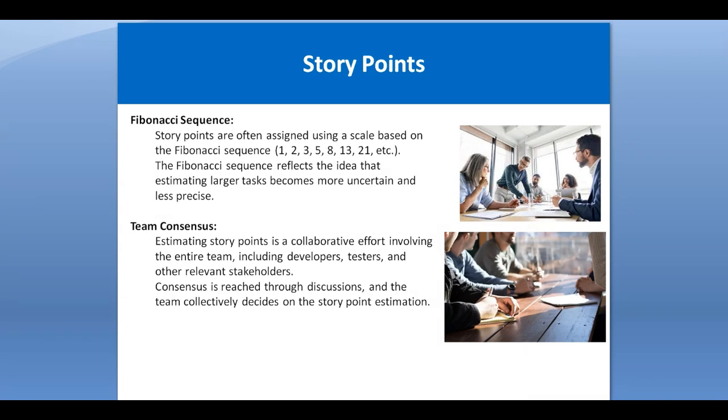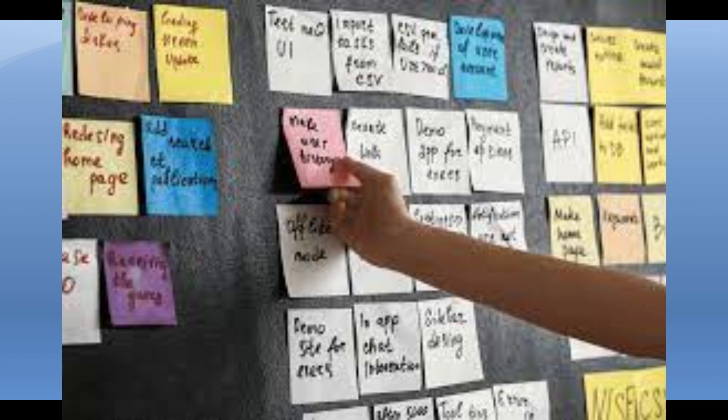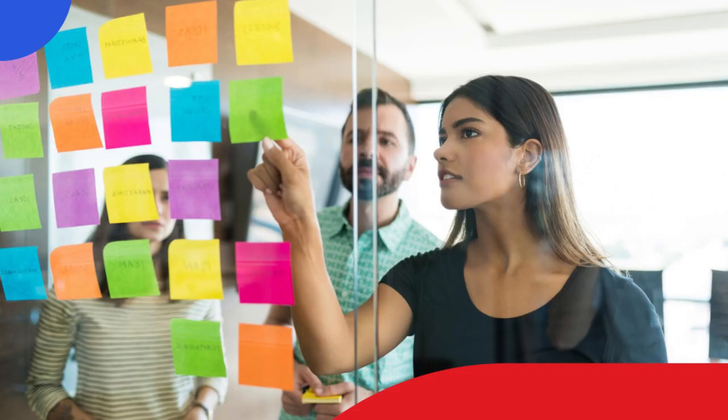Friend, story points are often assigned using a scale based on the Fibonacci sequence, that is 1, 2, 3, 5, 8, 13 and 21. The Fibonacci sequence reflects the idea that estimating larger tasks becomes more uncertain and less precise. Next is team consensus. Estimating story points is a collaborative effort involving the entire team, including developers, testers and other relevant stakeholders. Consensus is reached through discussions, and the team collectively decides on the story point estimation.